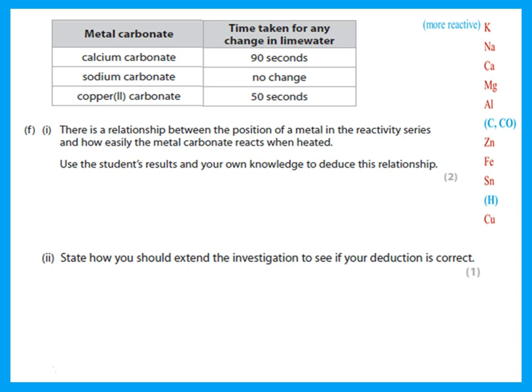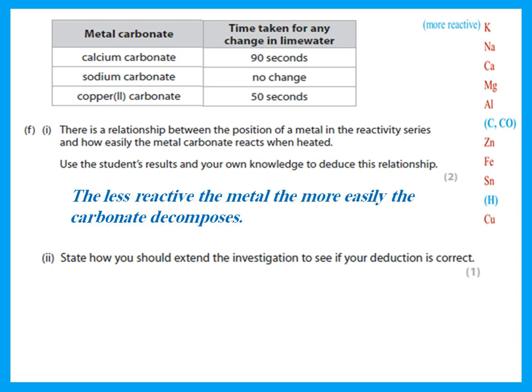Now, if we look at these metals in the reactivity series, you will realize that sodium is a very reactive metal. It did not break down. Calcium is also a reactive metal, less reactive than sodium, but it's also reactive. It took a long time to break down. Now, copper is much less reactive. It took less time. So that means that the less reactive the metal, the more easily the carbonate decomposes.